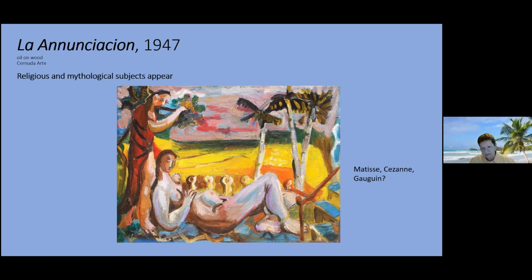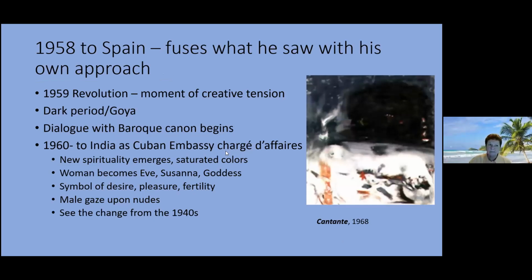Look at the strokes on the leg of the Virgin Mary, the Annunciation, and the leg is only defined by paint strokes. It isn't defined by exacting contours or reality, but he makes us feel the flesh, the volume through the application of paint. In 1958, he goes to Spain, and he fuses what he saw with his own approach.